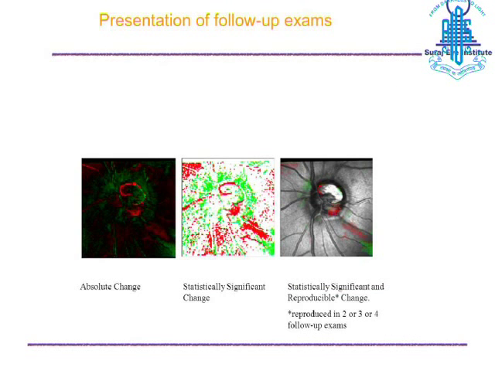Now, the machine gives you these 3 photographs. The photograph on the left is absolute change. The photograph here shows statistically significant change. And the photograph here shows an infrared photograph with the red and green that shows statistically significant and reproducible change.